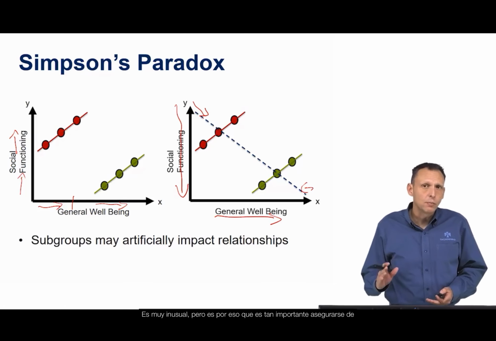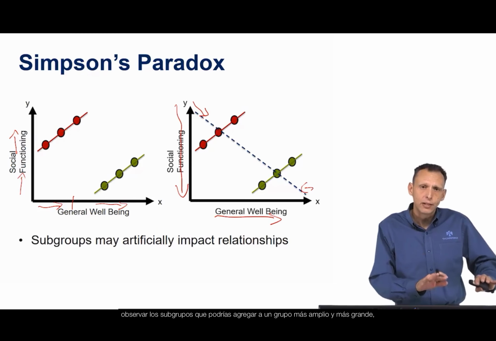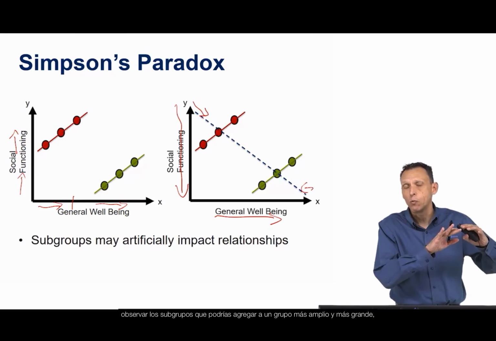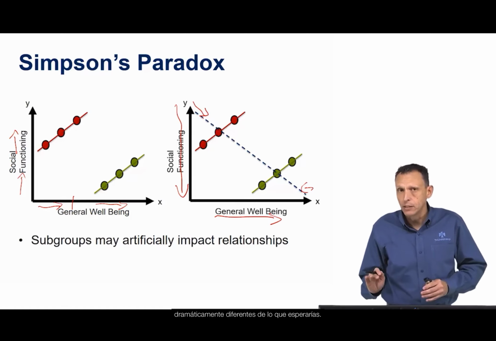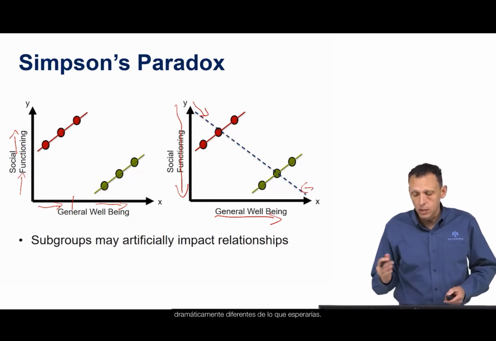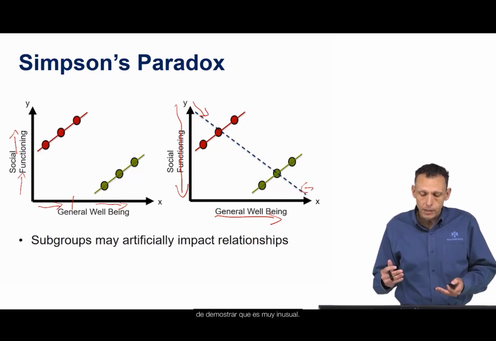It's very unusual, but this is why it's so important to make sure that you look at the subgroups that you might be aggregating up to a wider, larger group, and make sure that those relationships are not dramatically different than what you would expect. Because here we have a paradox going on, and this is a linear regression way of demonstrating that.